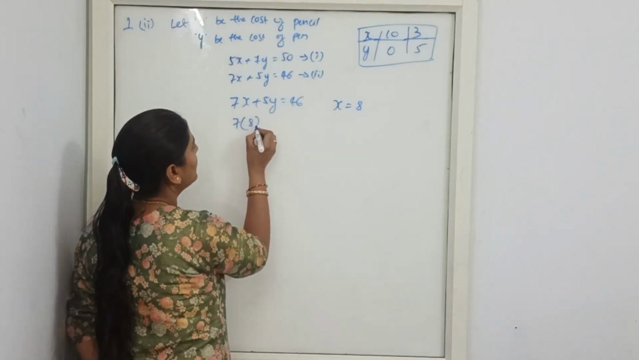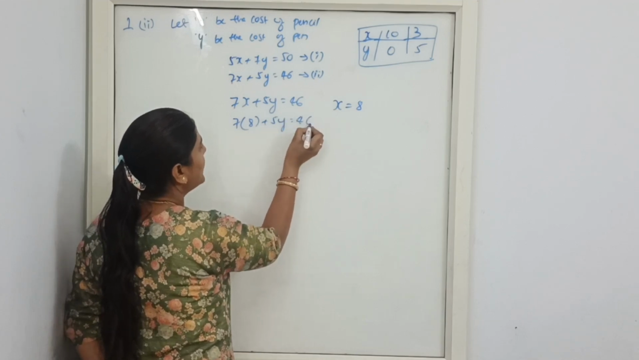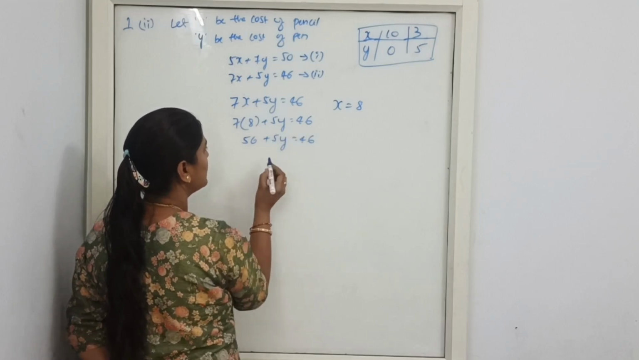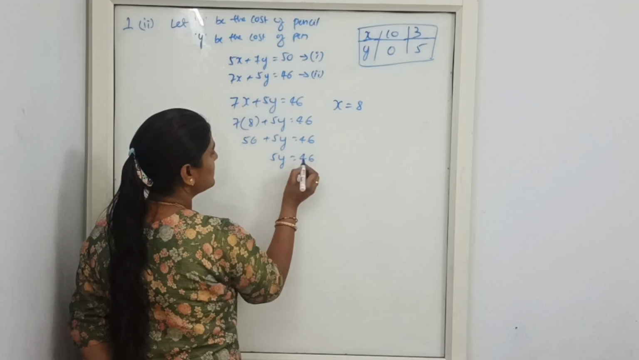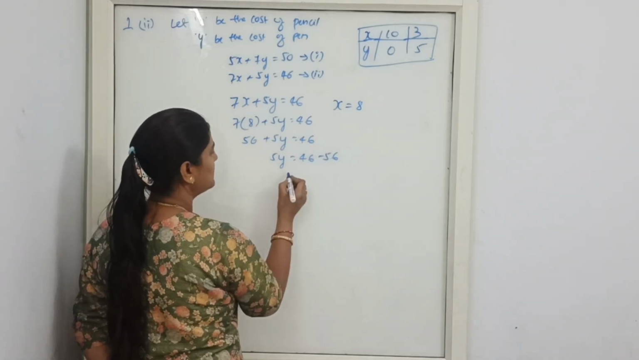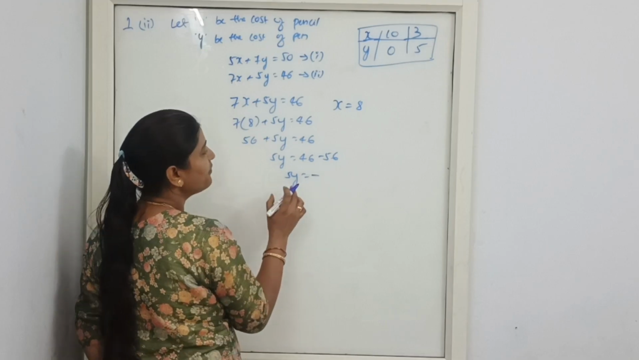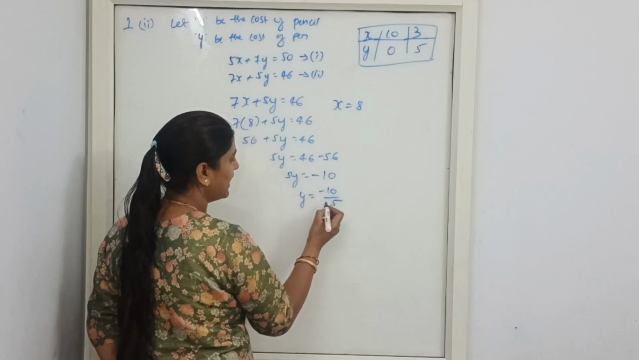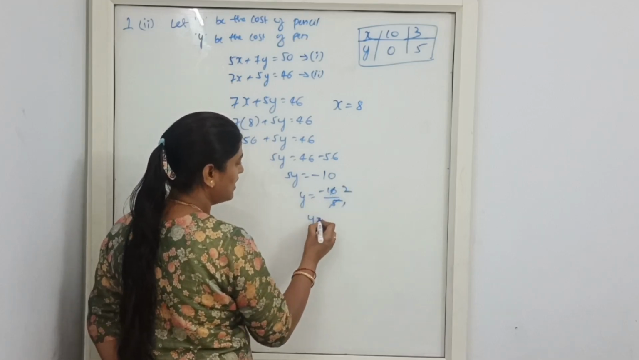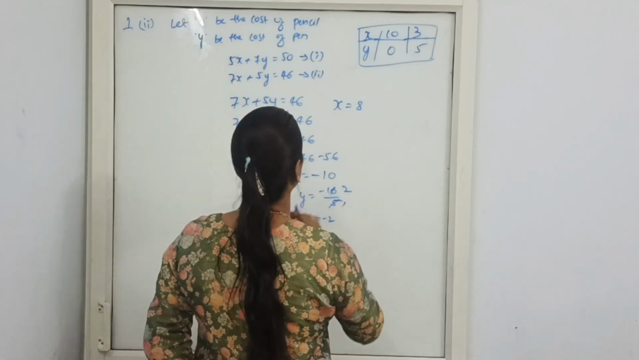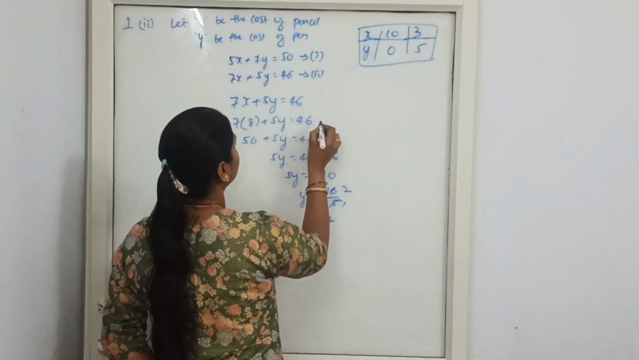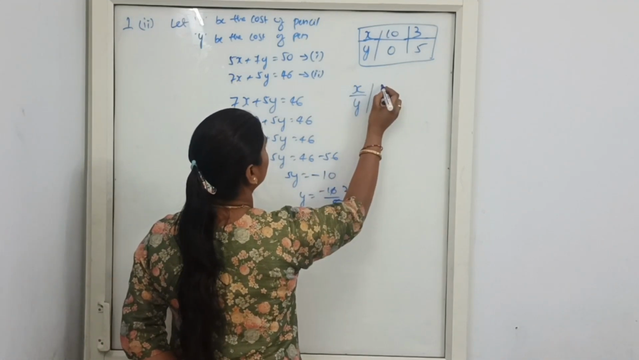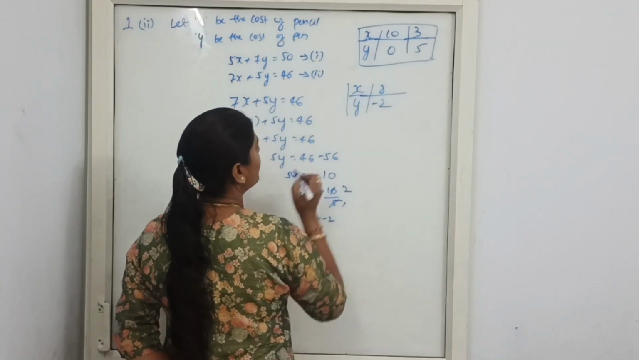7 into 8 plus 5y is equal to 46. 7 8s are 56 plus 5y is equal to 46. So 5y is 46, transpose this that side, minus 56. 5y is equal to 46 minus 56, which is minus 10, and y is minus 10 by 5. 5 1s are 5, 5 2s are 10. So y is equal to minus 2. Clear? So for the second table, if x is equal to 8, then we got y is minus 2.